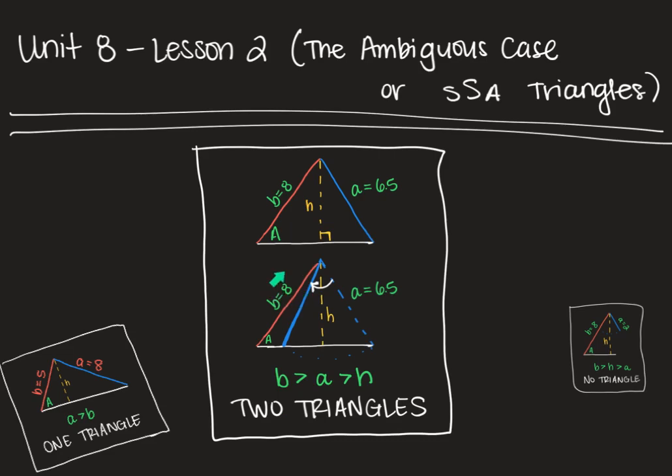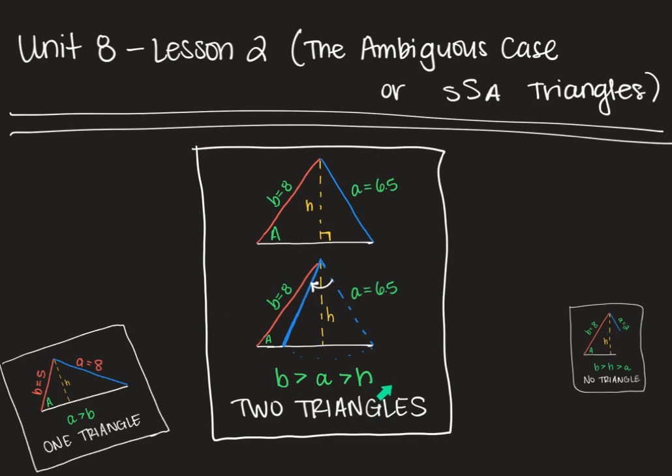Both of these triangles have angle A, the side adjacent to angle A as 8 units, and the side opposite angle A as 6.5 units. So whenever the side opposite the given angle is greater than the height of the triangle, but less than the side adjacent to the given angle, we have this two-triangle situation, which makes it a little more complicated to use the law of sines to solve for missing sides and angles. We'll do some examples of how this plays out in a second.